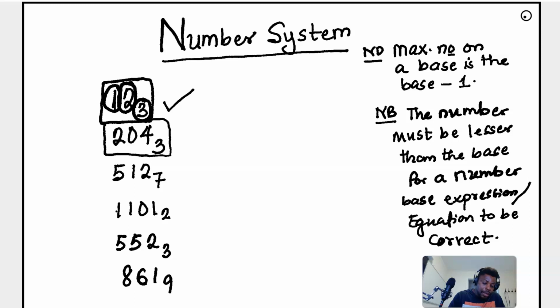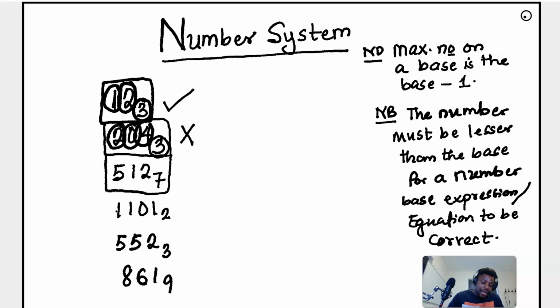204 base 3. All you need to check is you need to know the base and you need to know the numbers. The base is 3 here. So that means all the numbers that I have have to be less than 3 for the expression to be correct. 2 is less than 3, the expression is still correct. 0 is less than 3, the expression is still correct. But 4 is greater than 3, so that question is wrong, or the expression is wrong. So 204 base 3 is a wrong expression for a number base. Let's go to the next one.